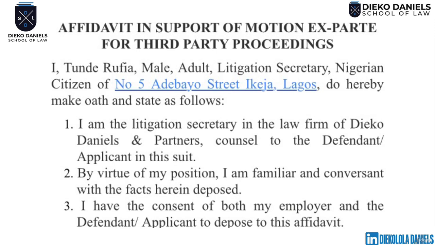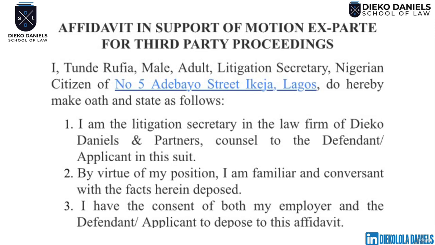The first paragraph, you follow our Ngaoka rule. Right? Ngaoka. That is N, name; G, gender; A, adult; O, occupation; C, citizen of which country; A, address. If you want to, you can add R, R being religion, for those people who do not know. You follow that order, and then after that, you have: do hereby make on oath and state as follows.